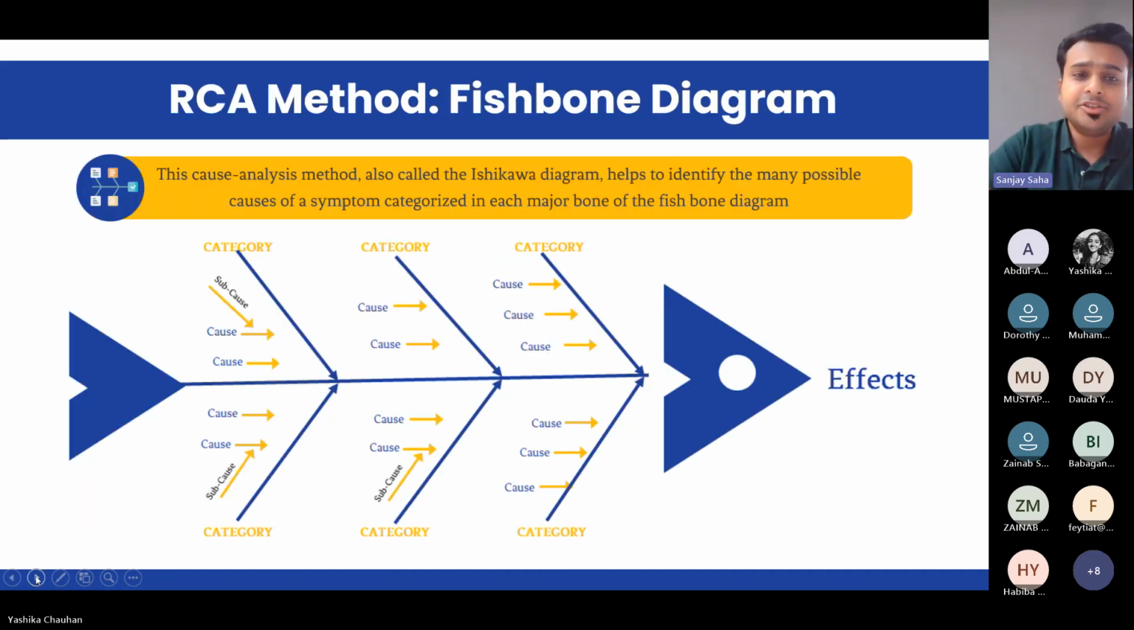Okay, we revisit fishbone again. It is also called Ishikawa diagram, and it helps to identify many possible causes of a symptom or a problem. You can create multiple categories, 5 categories, 6 categories. You can create causes. You can also create sub causes, cause of a cause. So again, like 5 whys.